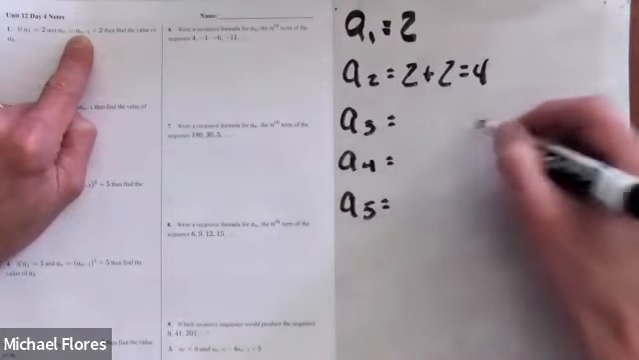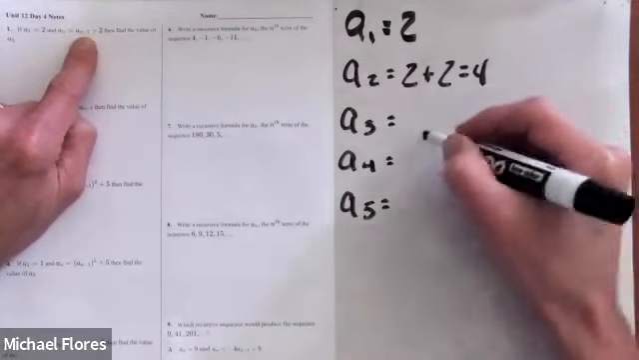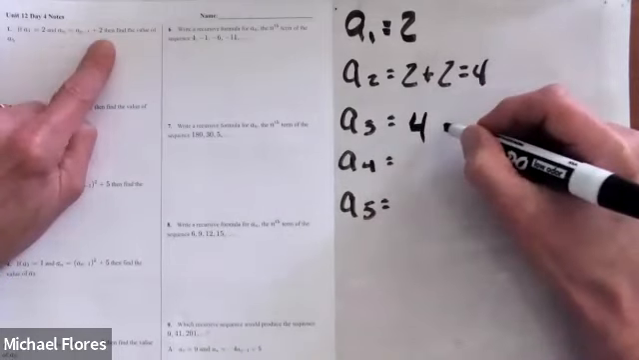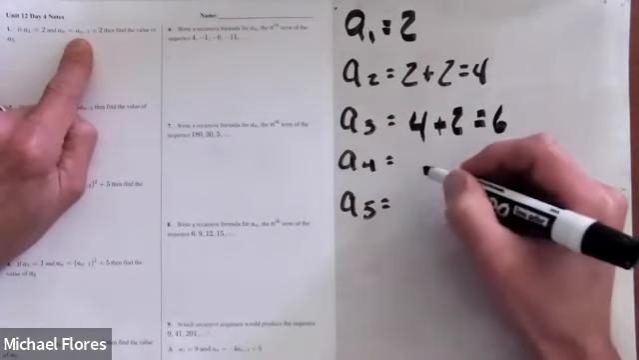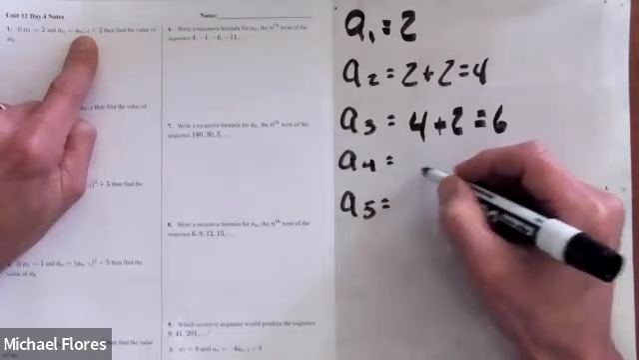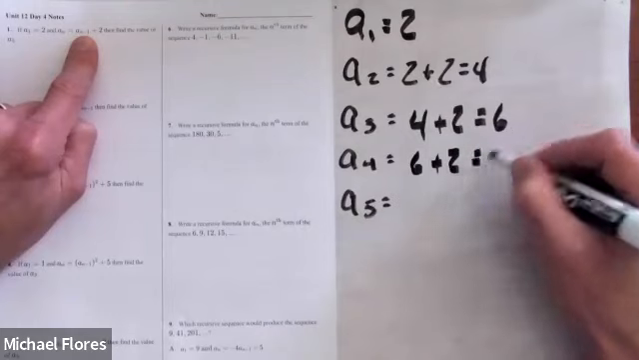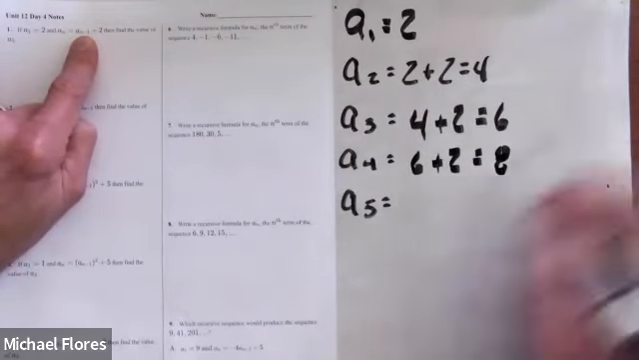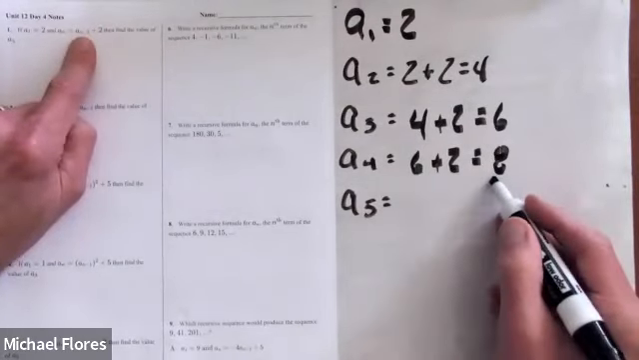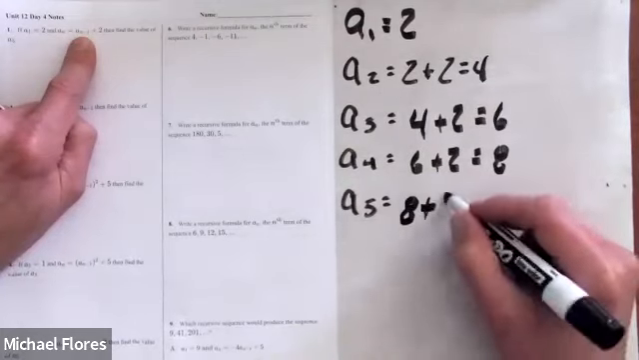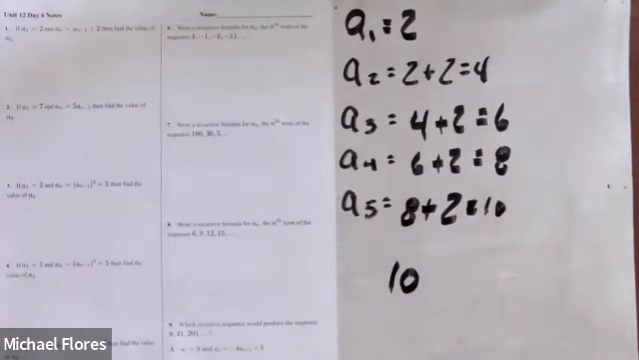Well, if we're going to figure out what the third term is, the formula is, what was the previous answer? The previous answer before the third term was 4, and now we add 2 to get 6. Back to the formula. What was the previous answer? Well, the previous answer was 6. Add 2 to get 8. And now to find the fifth term, we need to know, what was the answer for the fourth term? 8, add 2 to get 10. So we now have the answer. Your answer is 10. The fifth term in the series is 10.